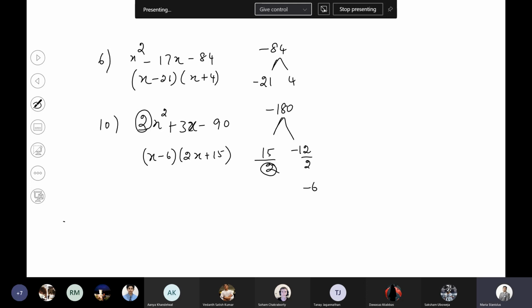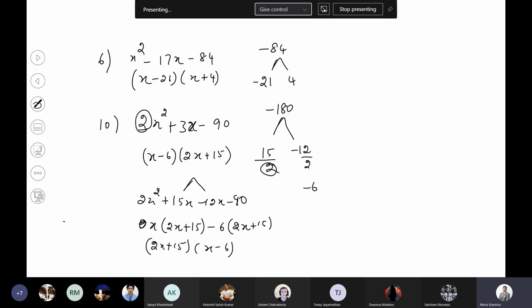I'll show you here. Plus 3 is divided as 15x minus 12x minus 90 and then 2x square. So if you take x as your common factor, it will be 2x plus 15, minus what can be taken as a common factor? 6. So it would be 2x plus 15 into x minus 6. So in the higher level, next year when you do it, you can use this shortcut method.